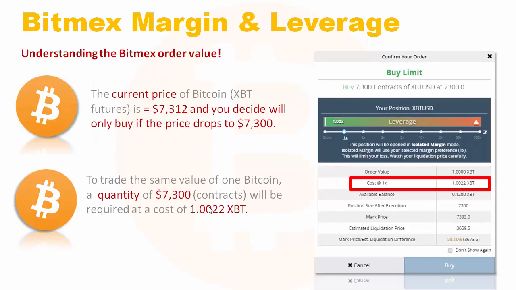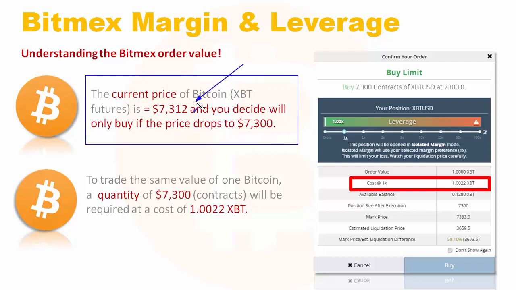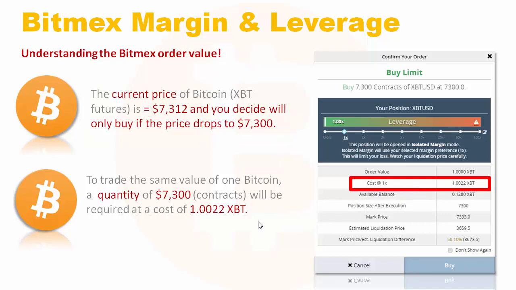So in this example now, let me just move on. Let me just see if I'm in the right place. So here, let's just recap. We've got a situation where the price is 7,112. I'm going to buy if the market drops to 7,300. But the problem I have, it's going to cost me the full amount of Bitcoin in order to do this, and I don't have the money to do it.